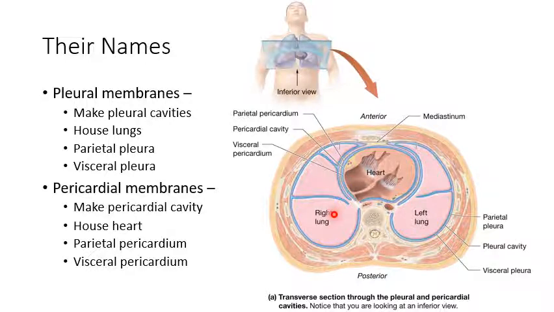Then if you look really close, you can see there's a darker blue line that's right up against the lungs or right up against the heart. So that's the visceral layer. So the visceral pleura in this case if it's the lungs, or the visceral pericardium if it's the heart. And then you can see the little lilac line also that is against the other structures of the chest, so the chest wall structures basically. That is the parietal pleura if we're talking about the pleural membrane, or the parietal pericardium if we're talking about the pericardial membrane.